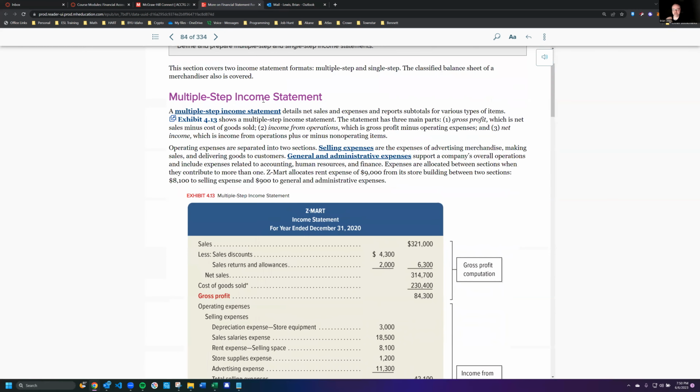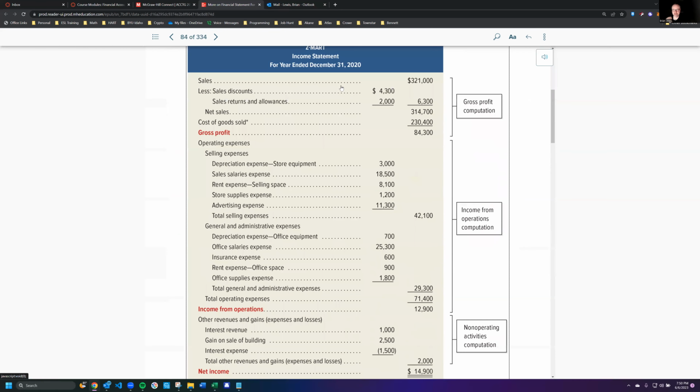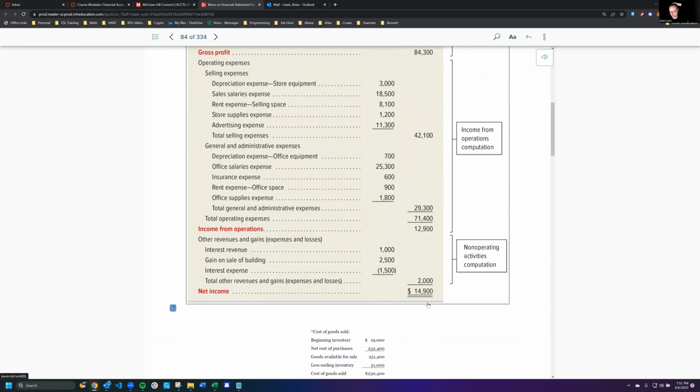This is a little bit more detail on an income statement, multi-step. It takes your sales, minus your discounts and returns, you get to a net sales amount, minus your cost of goods sold equals your gross profit. And then you'll have your selling expenses, your general and administrative expenses detailed and then summarized. And then your gross profit minus your total operating expenses is going to equal your net income from operations.